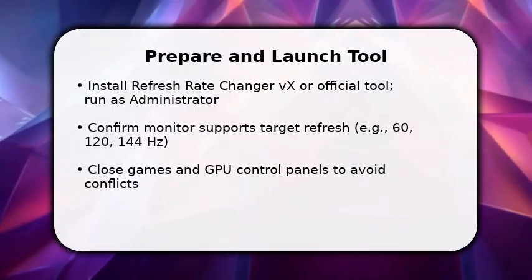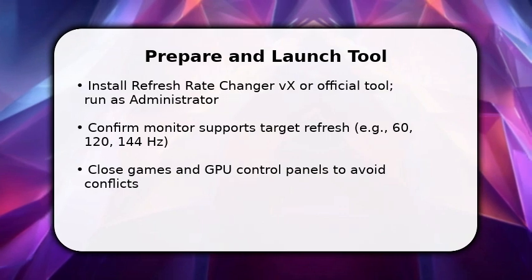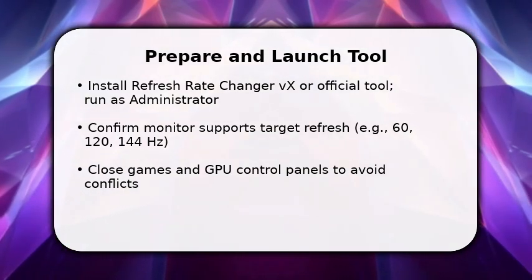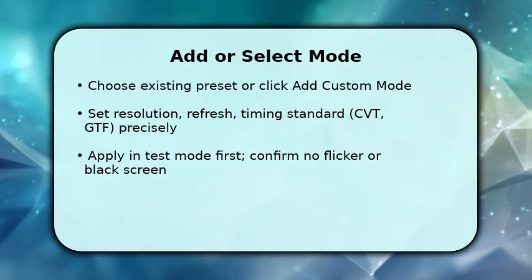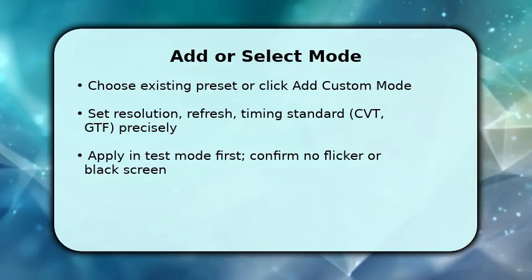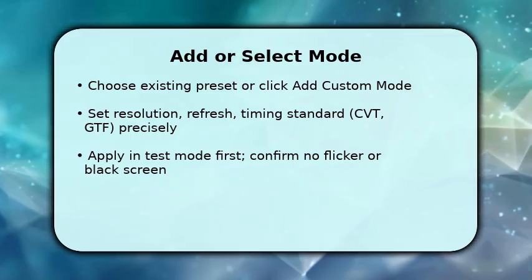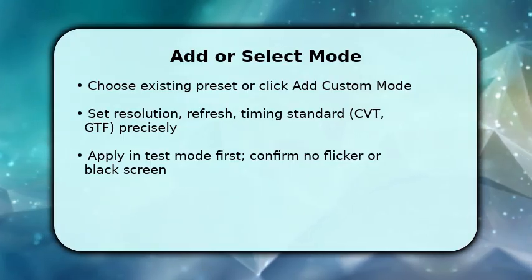You then back up current settings inside the tool so you can revert quickly if something behaves unexpectedly. You either pick an existing preset or create a custom mode by entering resolution and the exact refresh rate you want. Then choose the timing standard. CVT is usually safe because timing affects stability. This is why you might try CVTRB if visible artifacts appear.